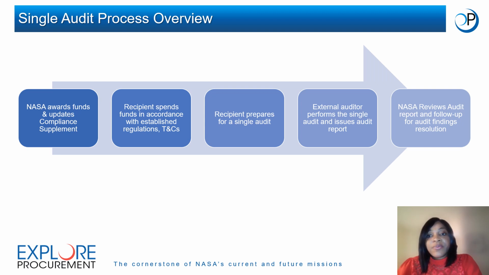The external auditor performs the audit in the 4th step and then issues a report that includes the scope and results of the audit as well as the recipient's corrective action plan. The last step in the process involves NASA reviewing the audit report and ensuring timely resolution of audit findings.